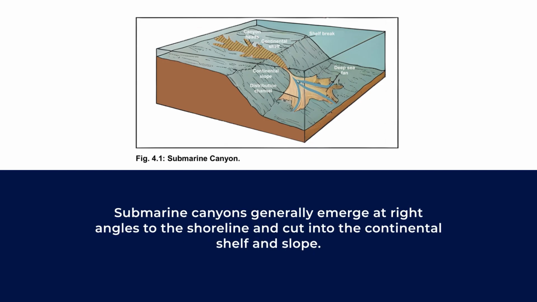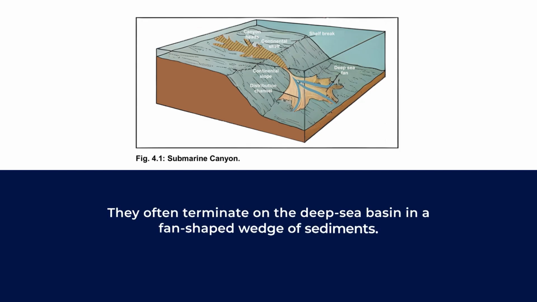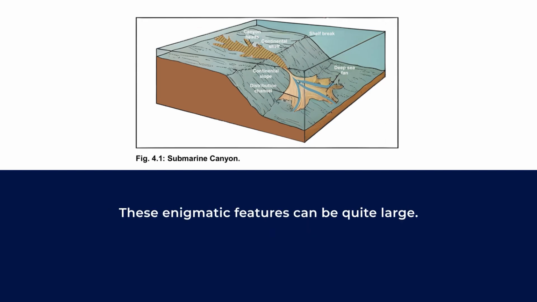Submarine canyons generally emerge at right angles to the shoreline. If this is the shoreline, then at right angle to the shoreline they cut into the continental shelf and continental slope area. They often terminate at the deep sea basin in a fan-shaped wedge of sediments. These enigmatic features can be quite large.